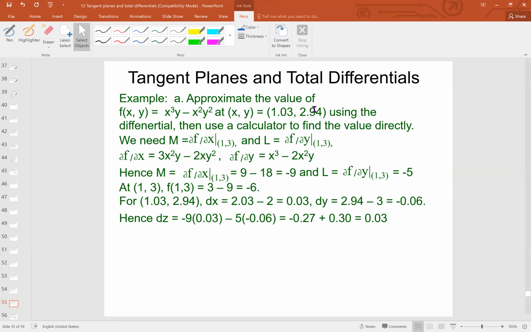If you type it in the calculator, you get fairly close. So it's a good approximation. So that's what the tangent plane is good for, these total differential approximations.